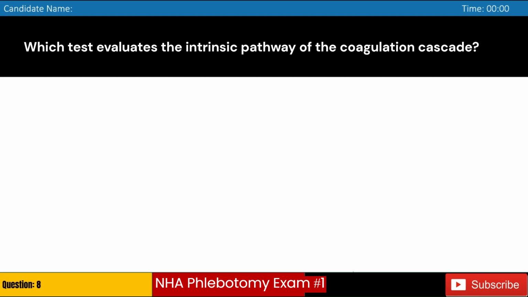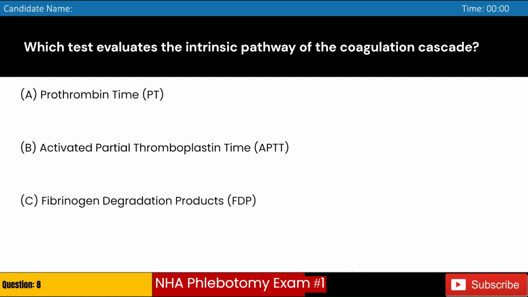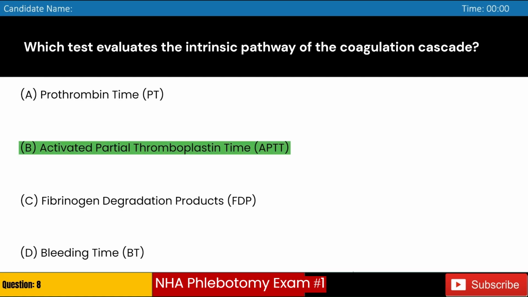Which test evaluates the intrinsic pathway of the coagulation cascade? A. Prothrombin time, PT. B. Activated partial thromboplastin time, APTT. C. Fibrinogen degradation products, FDP. D. Bleeding time, BT. Answer B. APTT is used to evaluate the intrinsic pathway of the coagulation cascade.